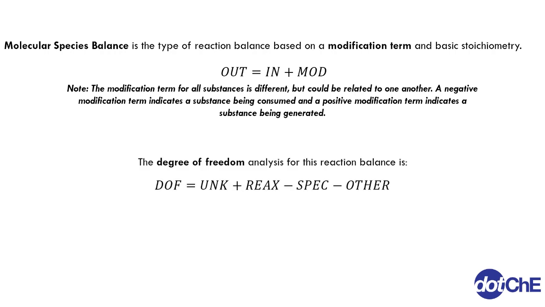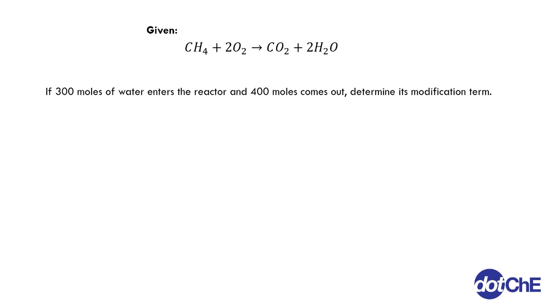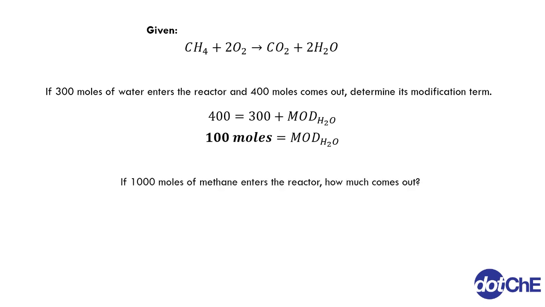The DOF for molecular species balance is unknowns plus reactions minus species minus other constraints. Let's consider the combustion of methane. If 300 moles of water enters a reactor and 400 moles comes out, determine the modification term of water. Thus, let's just plug in the values into the equation and we get the modification term for water, which is 100 moles.